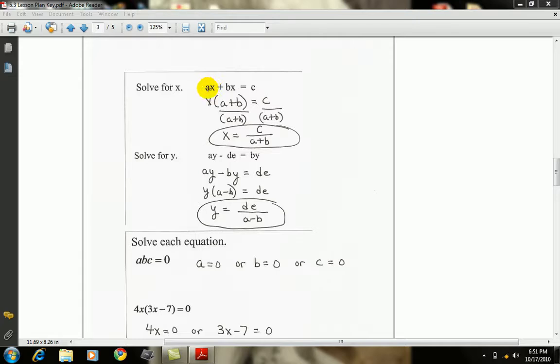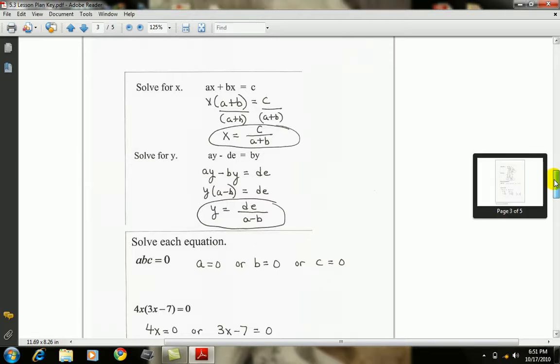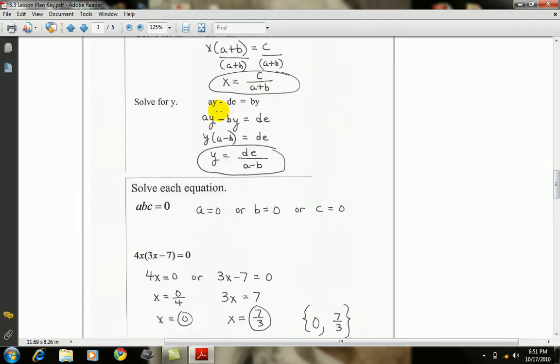But notice what we can do. ax plus bx can be rewritten by factoring out an x. When I take out an x, in parens I have a plus b. That is equal to c. This is now x times the quantity a plus b. We divide both sides by the quantity a plus b, which gives me the answer x equals c over a plus b. Factoring here helped us solve that equation.